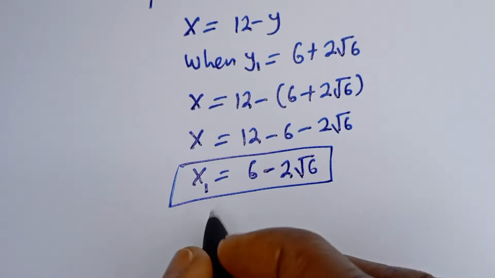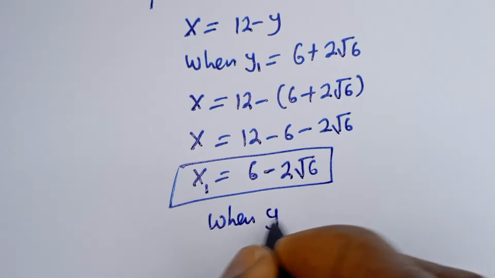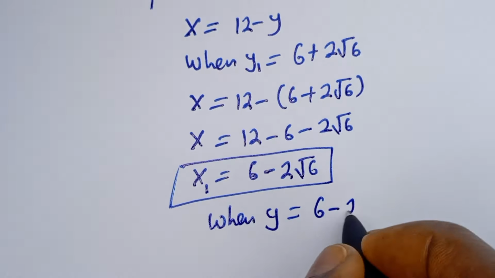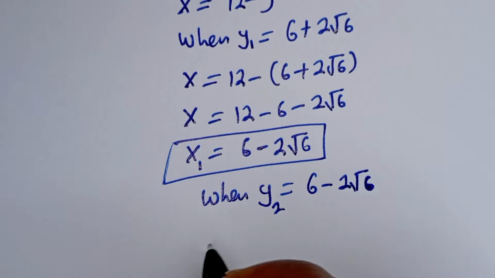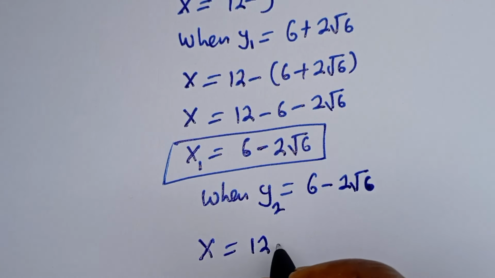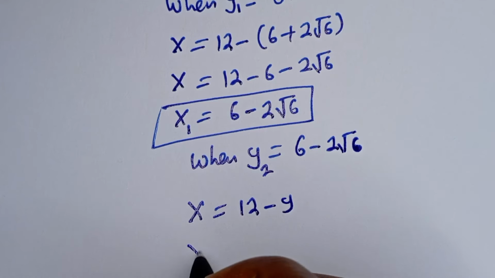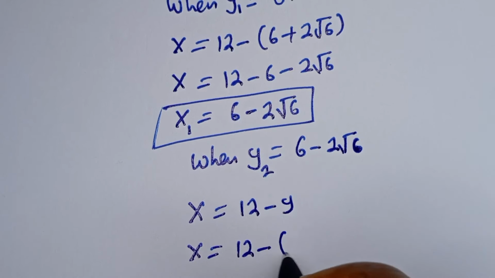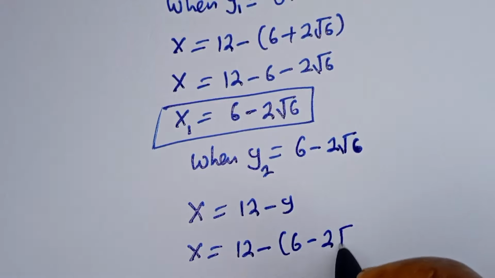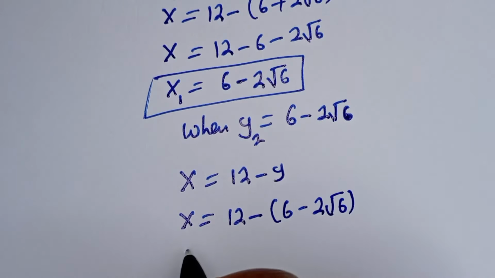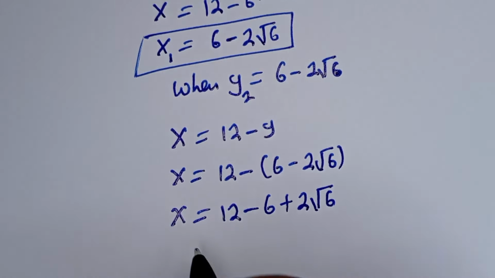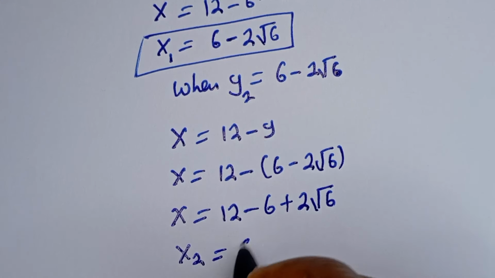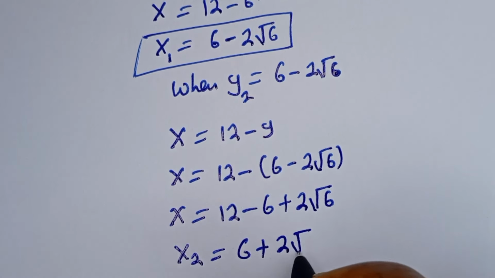Also, when y is equal to 6 minus 2 root 6, this is y2. Then x is equal to 12 minus y. Now x is equal to 12 minus 6 minus 2 root 6. Now x is equal to 12 minus 6 plus 2 root 6. X2 is equal to 6 plus 2 root 6.